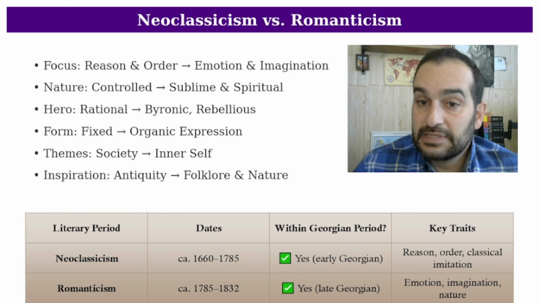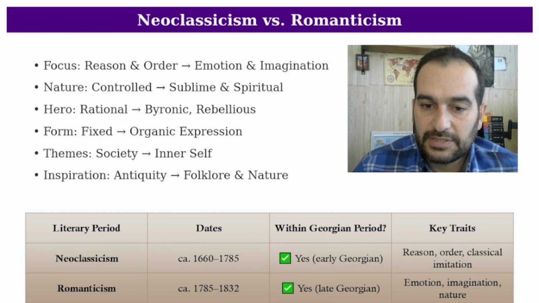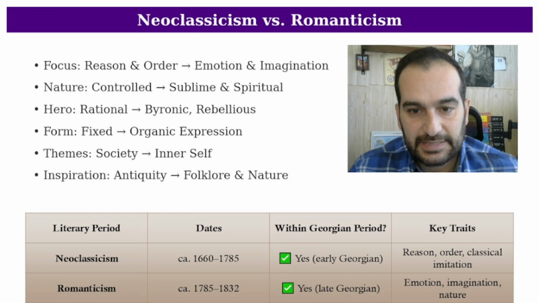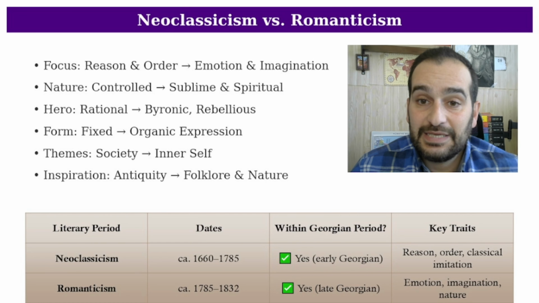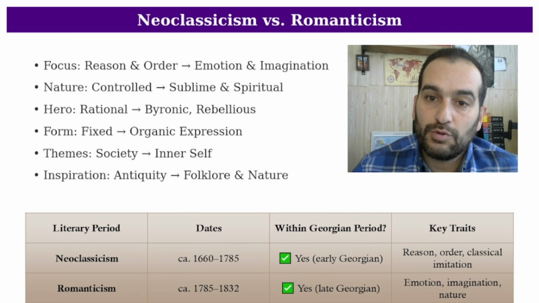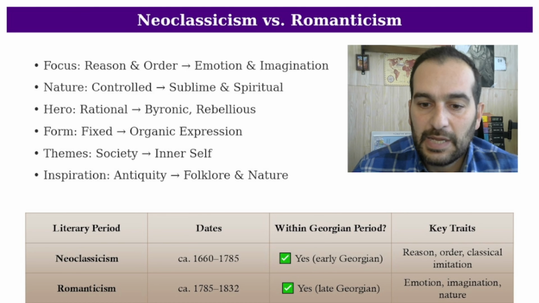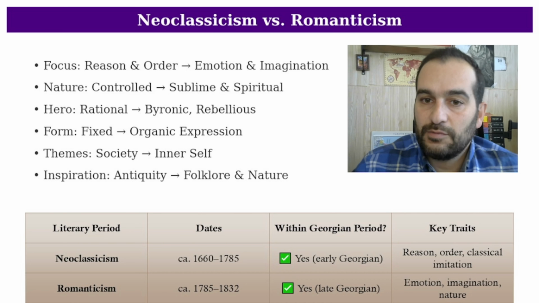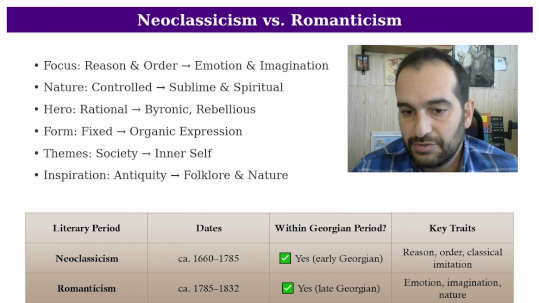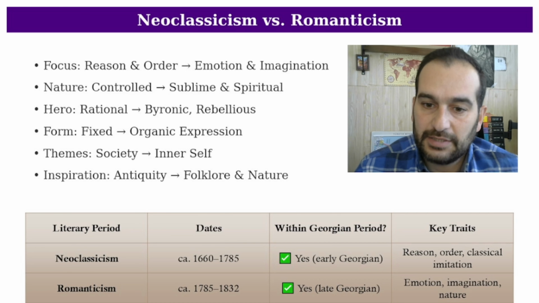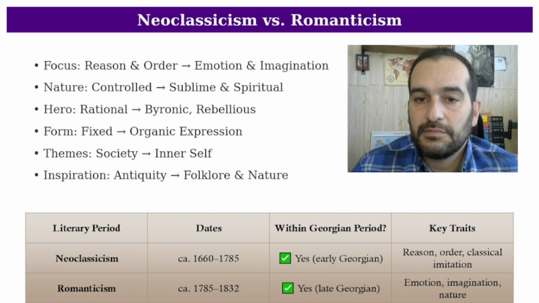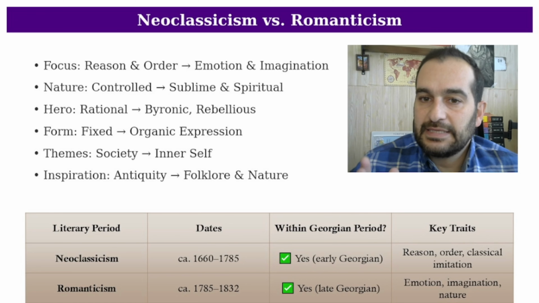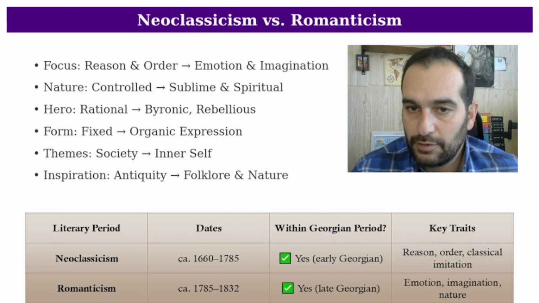And for the subject matter, in the neoclassical, we see topics related to society, rules, and civilization. Meanwhile, we see more personal topics in Romanticism, things related to the soul and to the feelings. And of course, the inspiration: the neoclassical was inspired by the ancient Greek and Roman cultures. Meanwhile, the Romantic one was, we can say, somehow inspired by medieval folklore and nature.